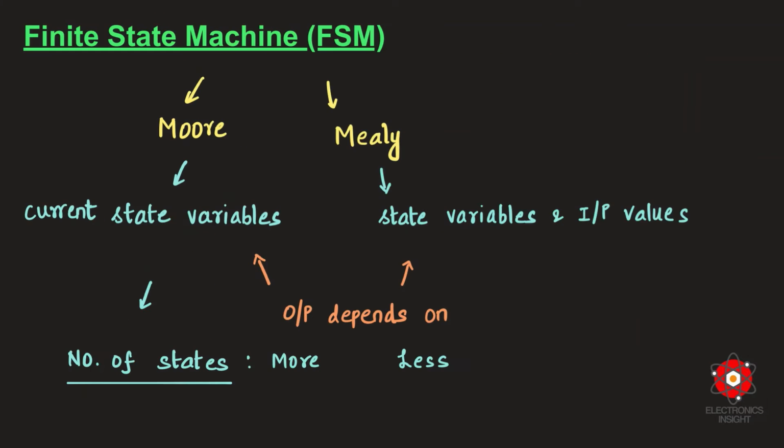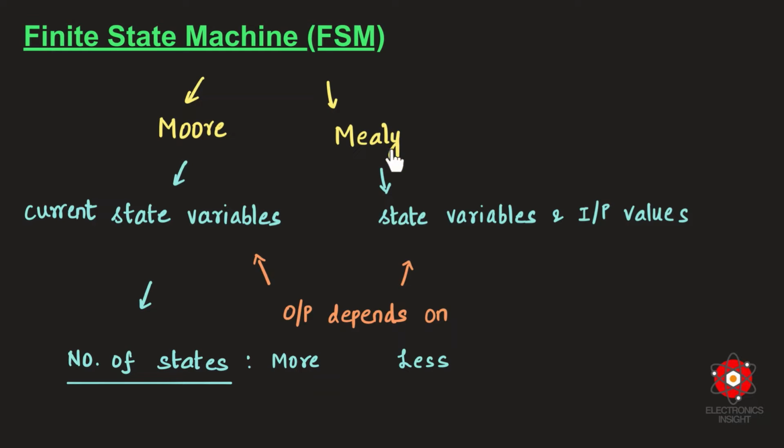Now, coming to a small brief about finite state machines. Finite state machines are the heart of most digital system design. The basic idea of a finite state machine is to store a sequence of different states, and the transitions between them are also stored, depending on the value of the inputs and the current state of the machine. And this FSM can be of two types.